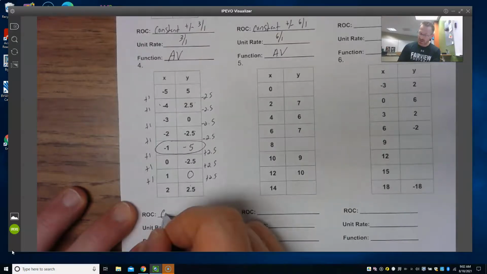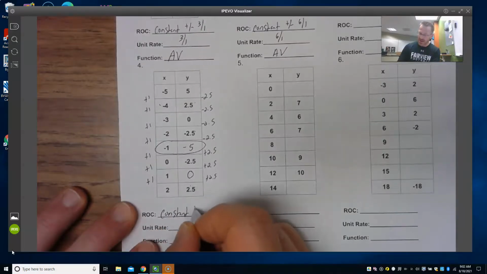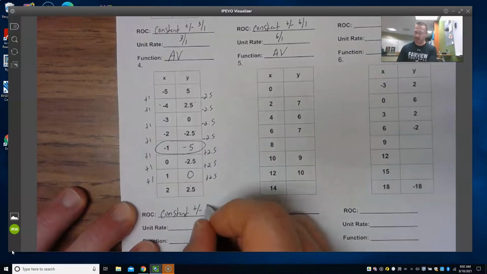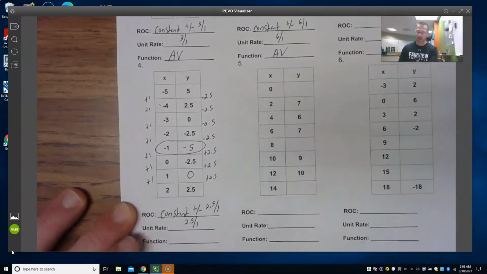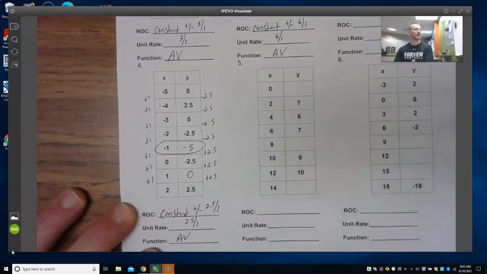So what's my rate of change? My constant, and I get that both directions, so negative 2.5 to 1. The unit rate is 2.5 to 1. And we have that constant both directions, and it means it's absolute value.